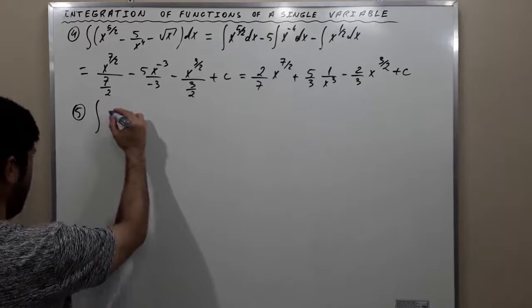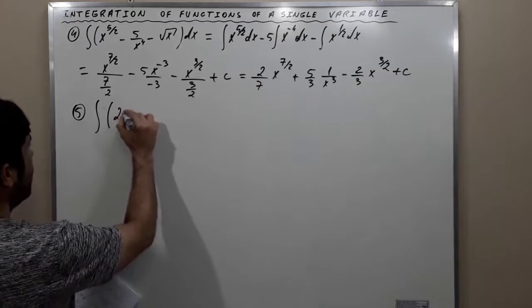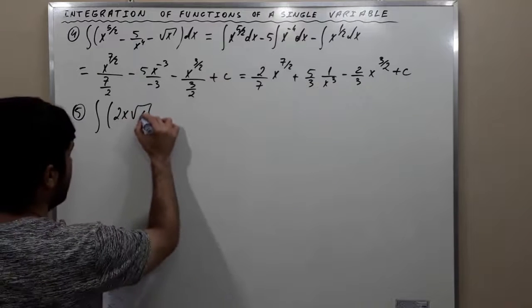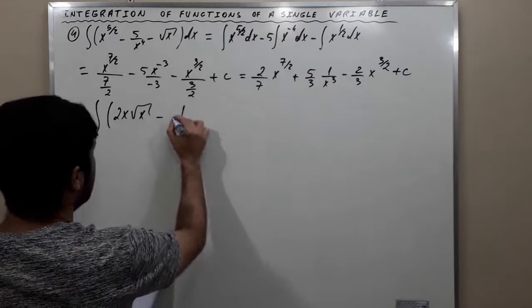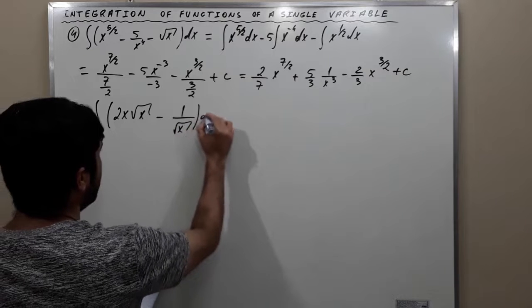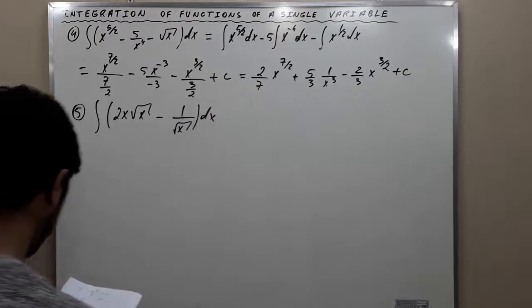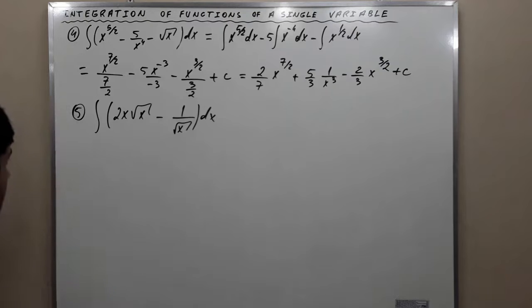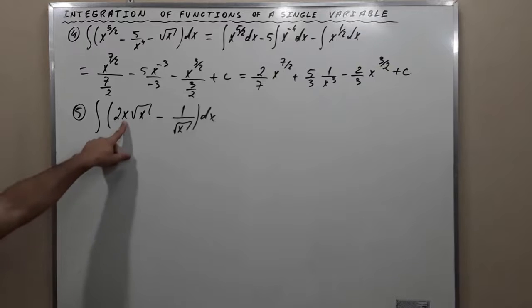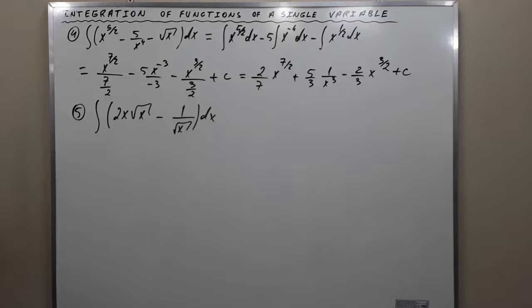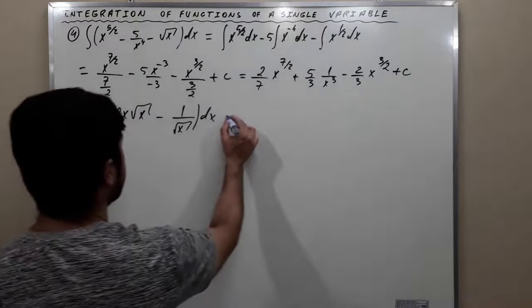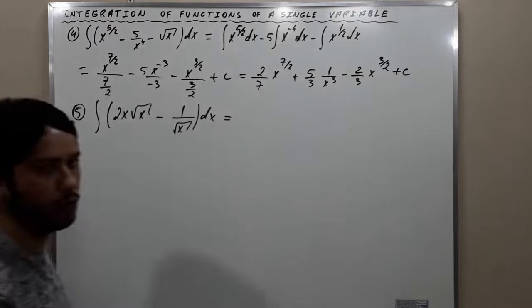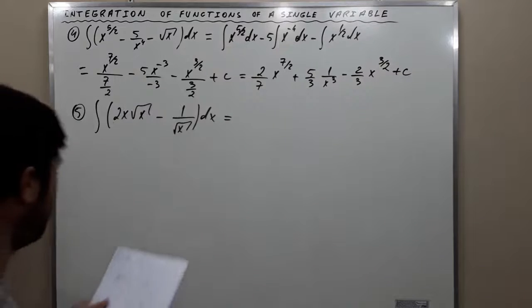It is going to be the integral of 2x times the square root of x minus 1 over the square root of x dx. Okay, we are going to assume the policy of putting this x inside of the root here. There may be other ways of solving this, but I'm going to use this. This is the most straightforward way that I can see.